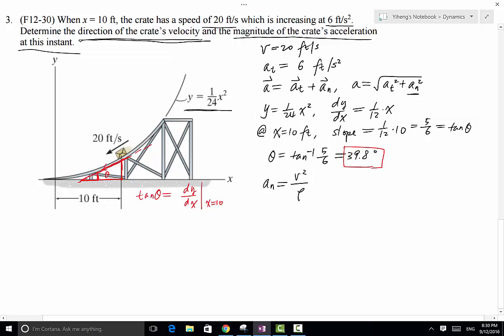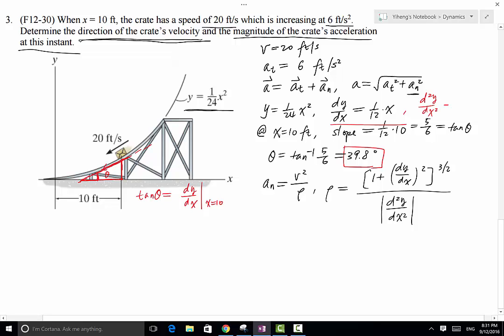And if y is expressed as a function of x, then rho can be determined through this equation, which is 1 plus dy/dx raised to the second power, this whole thing raised to the 3/2 power, divided by the absolute value of the second derivative of y with respect to x. So we already know that dy/dx equals 1/12 x. Therefore, the second derivative equals simply a constant 1/12.